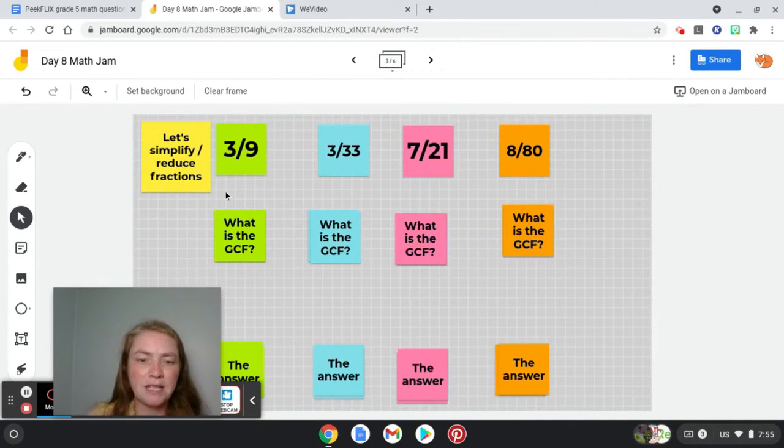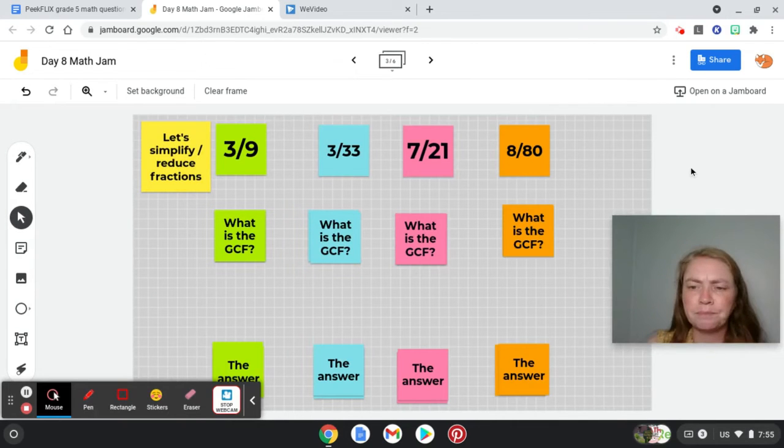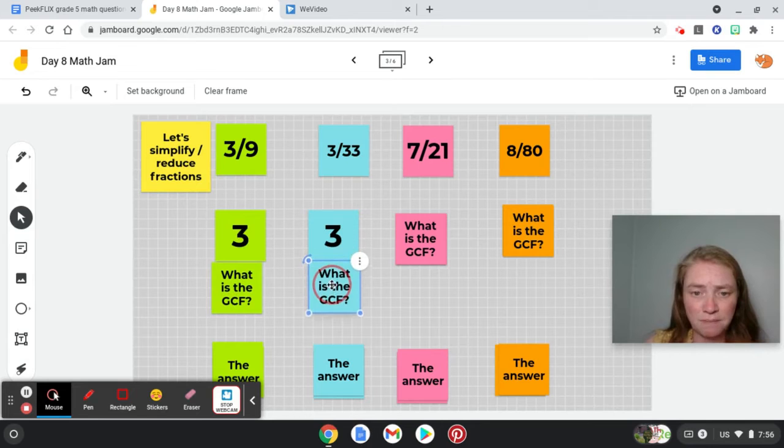There's a couple of examples that are listed over here. And the greatest common factor, I'm going to show you how to do in a T-chart on the side paper. But for right now, I'm just going to show you what those greatest common factors are. So the greatest common factor for 3 and 9 ends up being 3. 3 can be divided into 3 and into 9. The greatest common factor for 3 and 33 is also 3. The greatest common factor for 7 and 21 is 7.